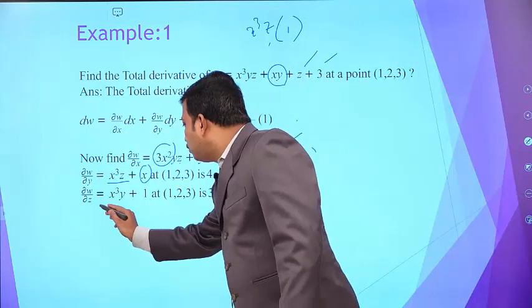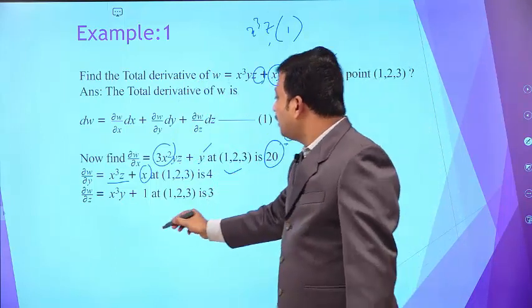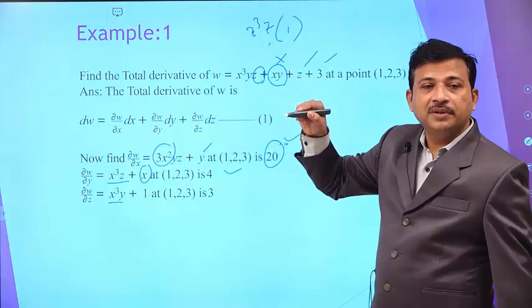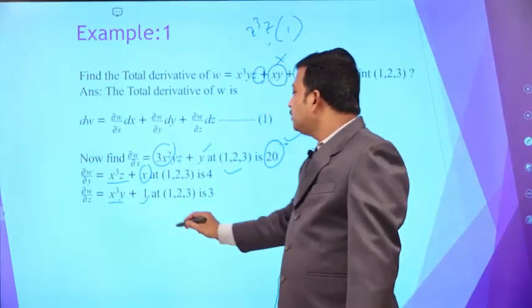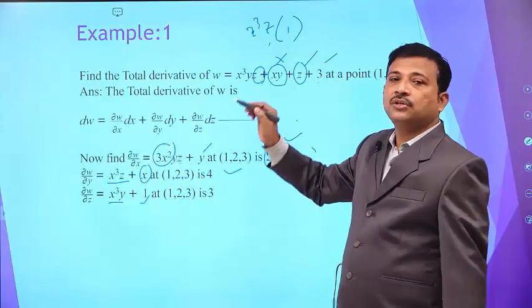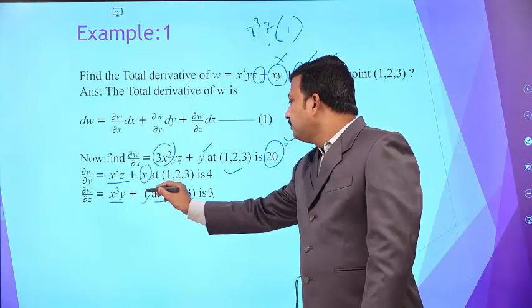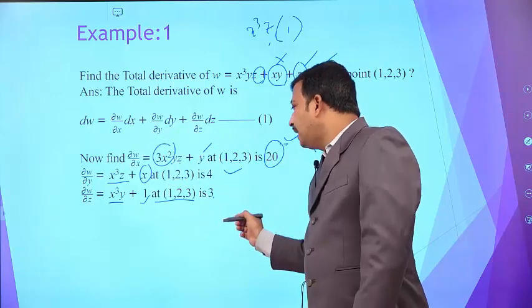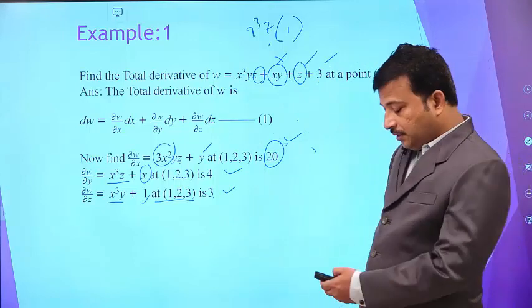Now ∂w/∂z, with respect to z. So here only one z is there. So remaining are constant, x cube y. Plus here there is no z, so differentiation will be 0. Here only one z. ∂/∂z of z is 1. Is it clear? ∂/∂z of 3 is nothing but 0. So at (1, 2, 3), if we put x equal to 1, y equal to 2 and z equal to 3, we will get 3. Right? This is the process of evaluating.